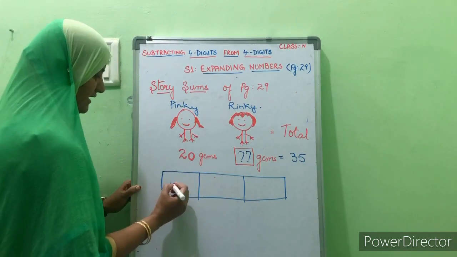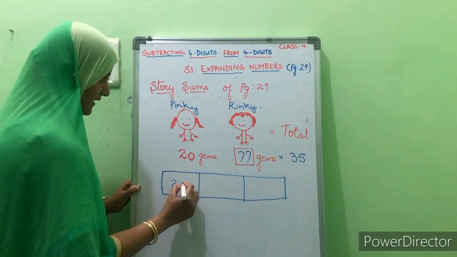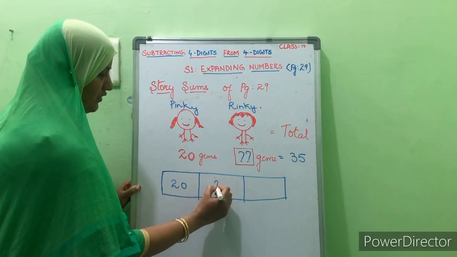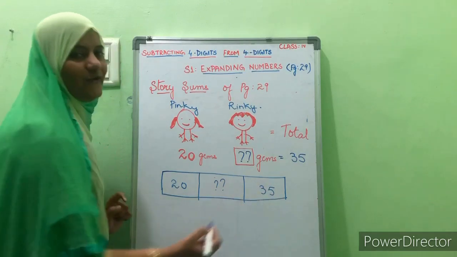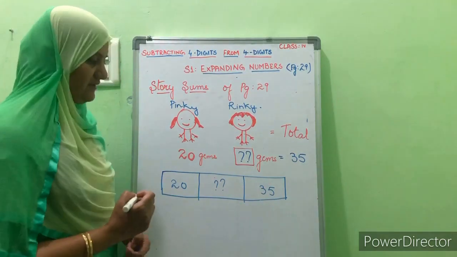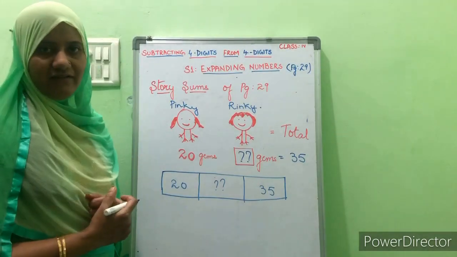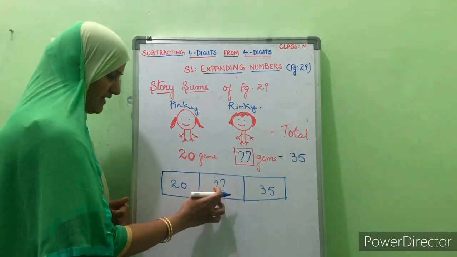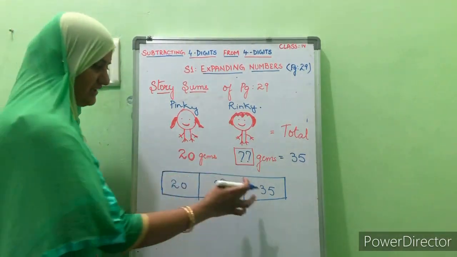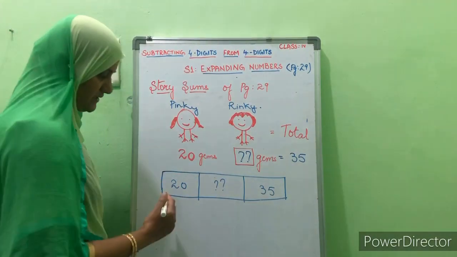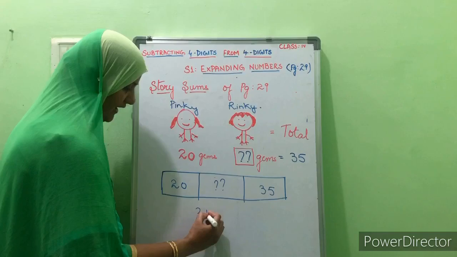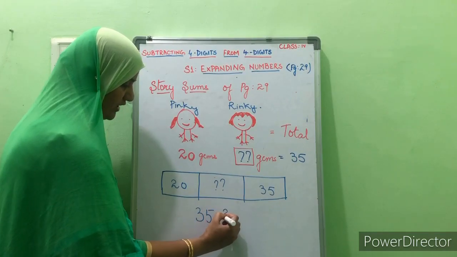Okay, children, these are the gems that Pinky got. We do not know how much Rinky got. Total gems are 35. Total how many gems? 35 gems. So what is that remaining gems? What is the number that should be added here to get the answer as 35? So what we must do? We must subtract 35 minus 20.